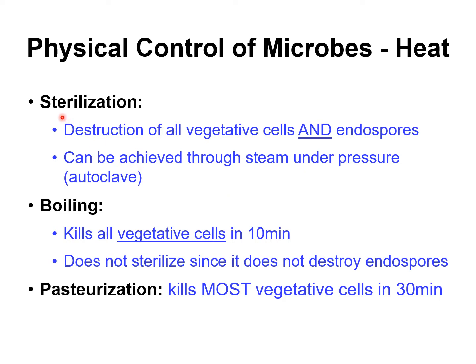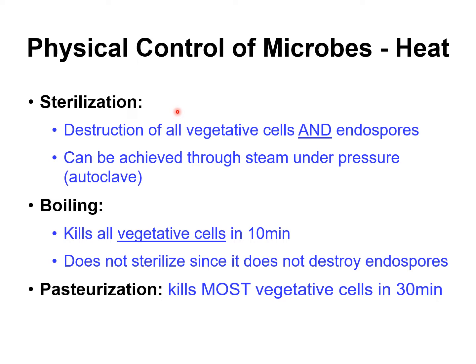Now, these are some terms: sterilization, boiling, and pasteurization. So sterilization, that's where you are killing all the vegetative cells, so all the live cells and their endospores, or the endospores that are being produced. And so when we talk about you've sterilized something, only use that term if you are talking about a tool where all the cells on it have been killed and all the endospores have also been killed.